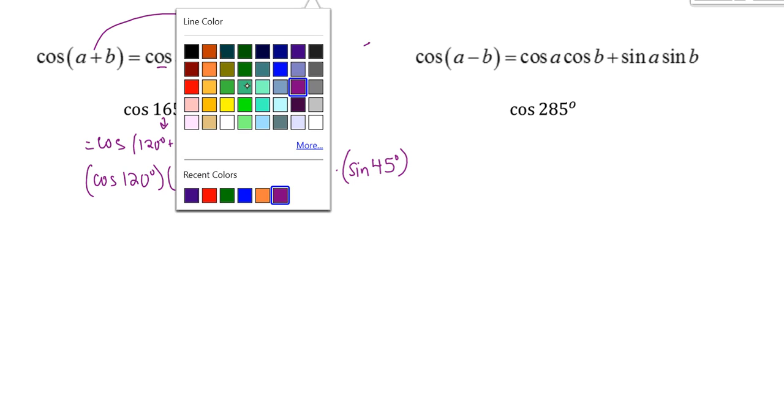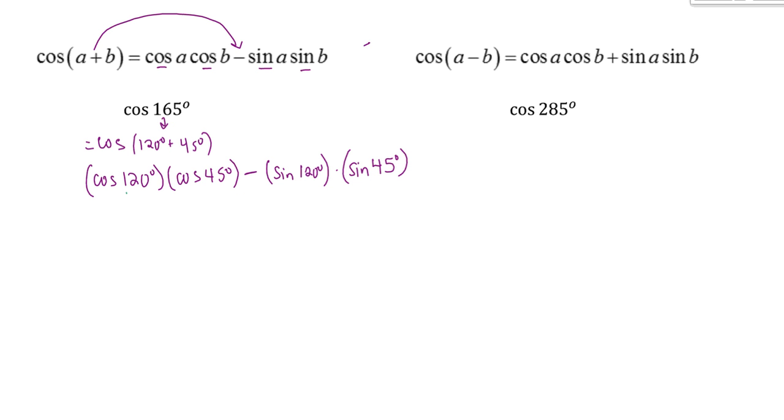All right, plugging in from our table. This guy right here is negative 1/2. This guy is our favorite, square root of 2 over 2, minus, because cosine's weird, sine of 120 is square root of 3 over 2 positive, and sine of 45 is square root of 2 over 2.